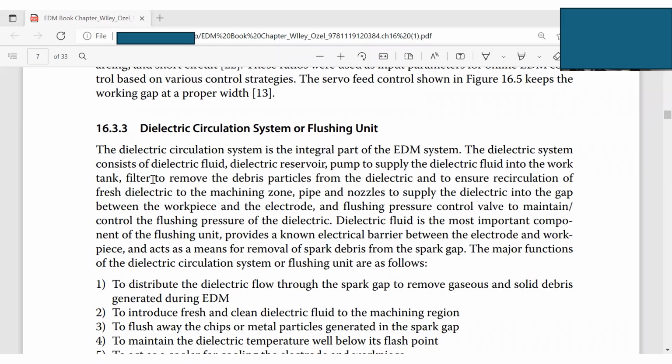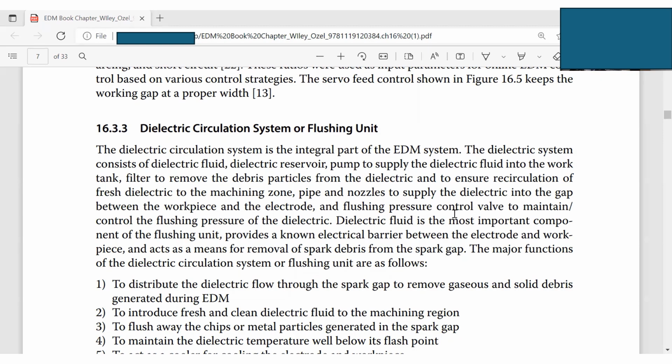The reason is that whenever you use dielectric to flush away the debris, some tiny particles will go with this dielectric and go back to the tank, and you need to filter them out and throw them away, otherwise it is not good for the system.